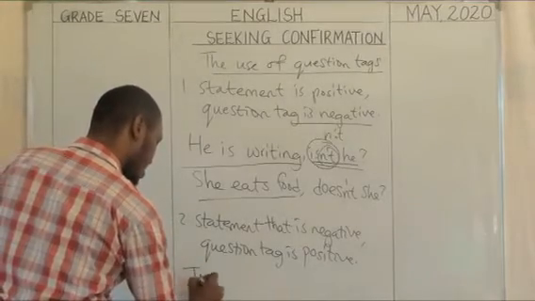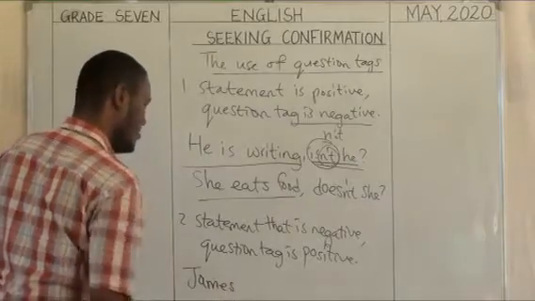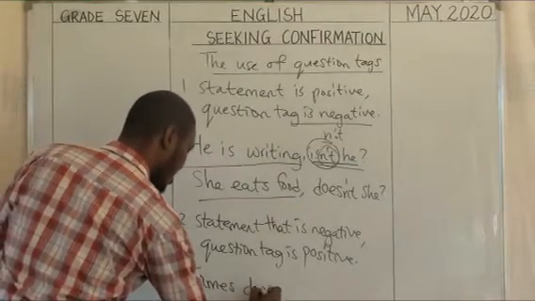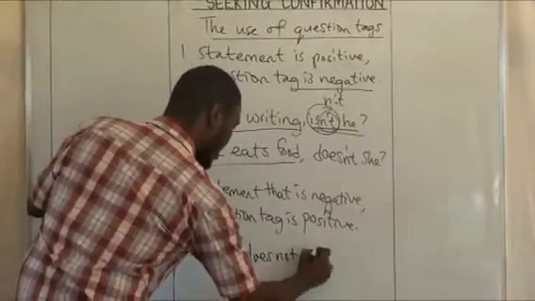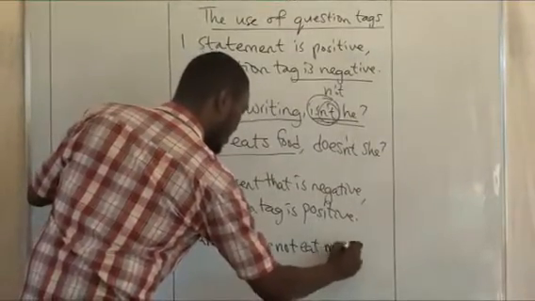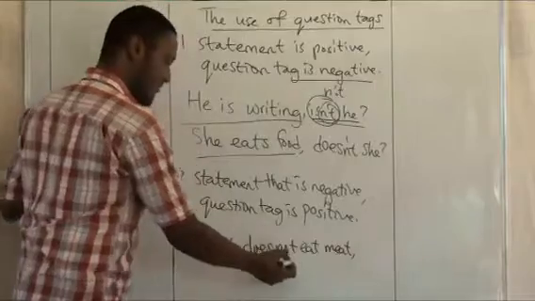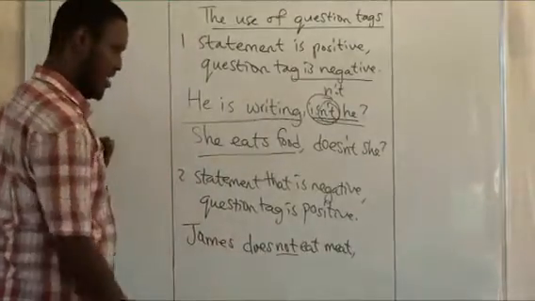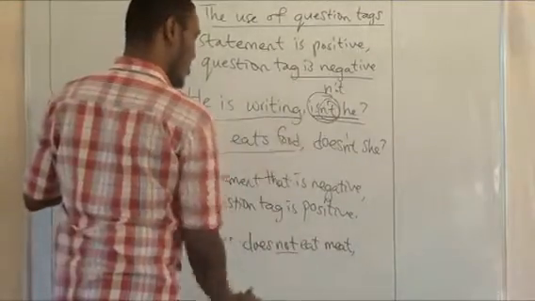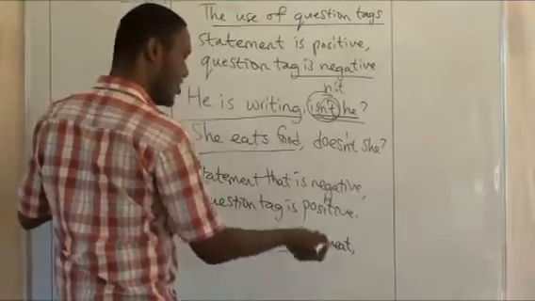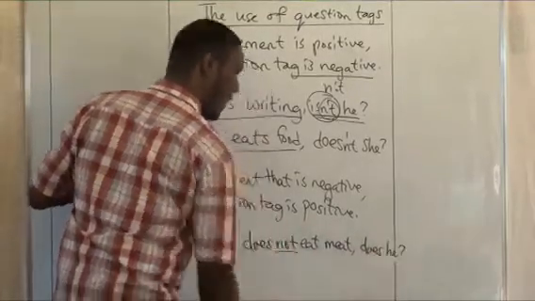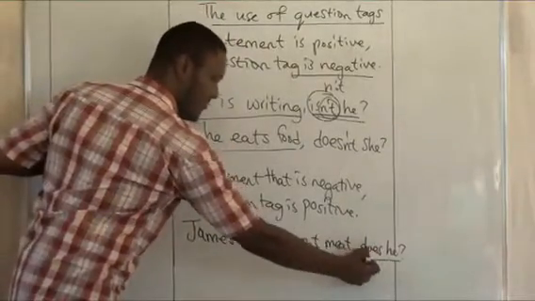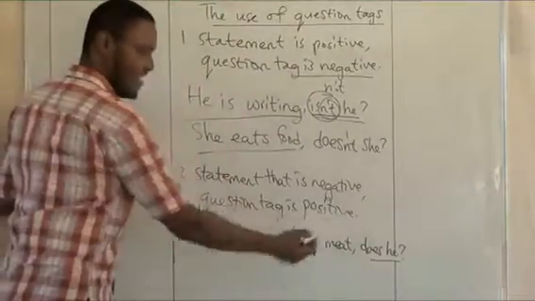James does not eat meat. This is negative because we have the word not. Okay? So the positive question tag of this: James does not eat meat, does he? This is a positive tag because it does not have a negative word.